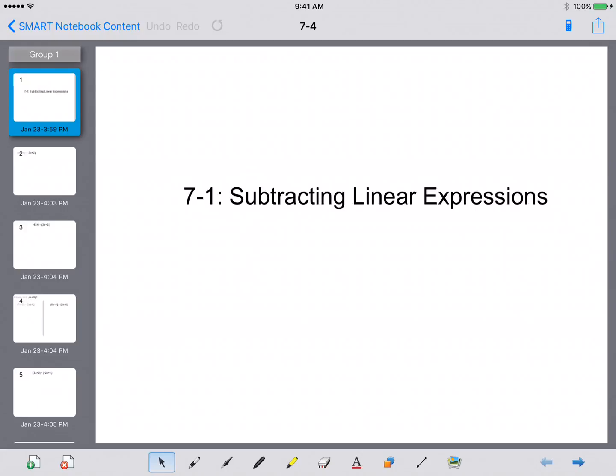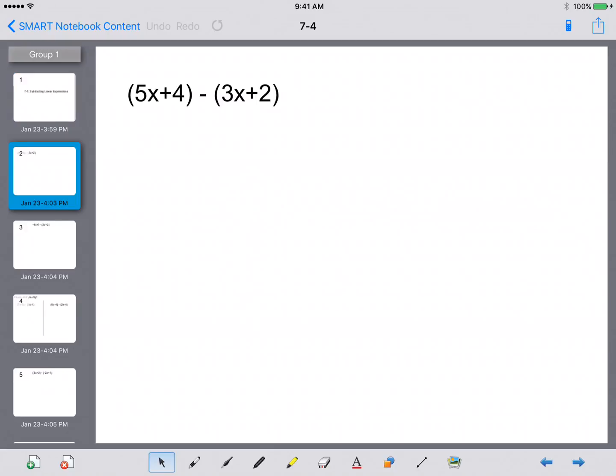Okay, so today we're going to go over 7-4. I don't know why I put 7-1, so I apologize for that. Subtracting linear expressions. So when you're subtracting linear expressions, it's basically the same thing as adding them, except you have one step that you need to do beforehand.